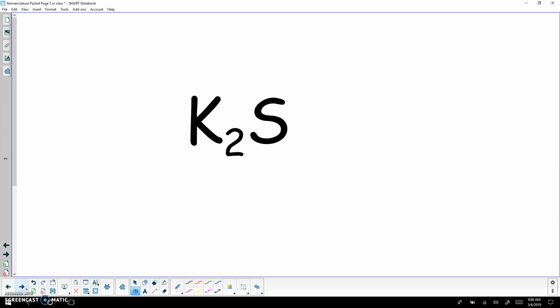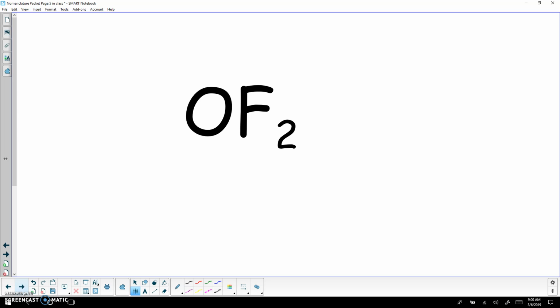Okay, this one we have representative potassium, so you just simply name it. Potassium sulfide. Okay, this is another molecular one, two nonmetals. So we're going to say oxygen difluoride. You never use mono for the first one.